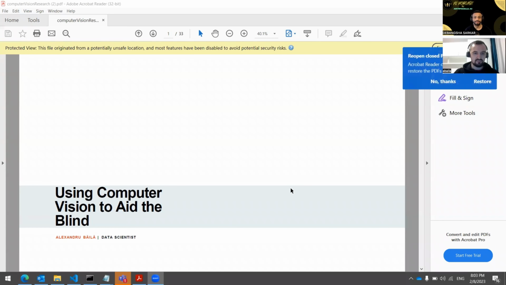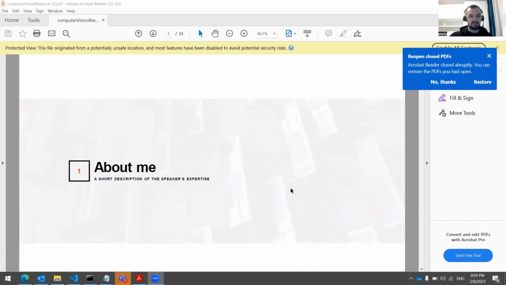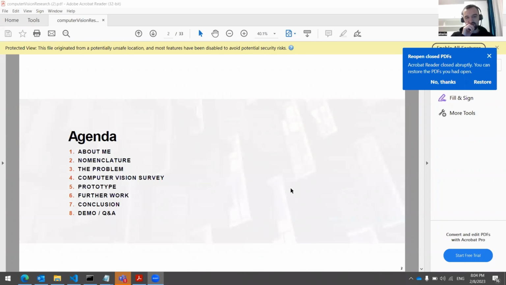Yeah, I can. Okay. So as I mentioned, we're gonna talk about computer vision and how we use this to build certain applications, and especially something for blind people. First, about the agenda. This is what is going to be included in the presentation, and these are the chapters of it.